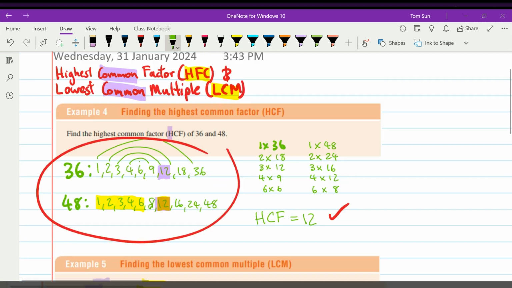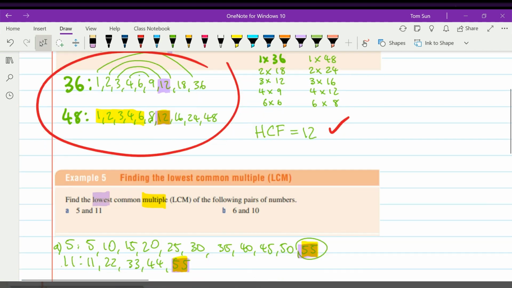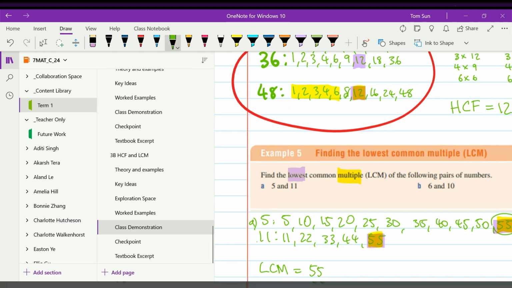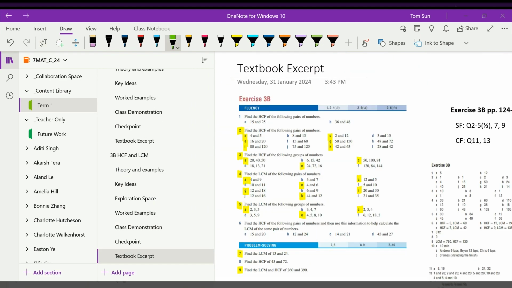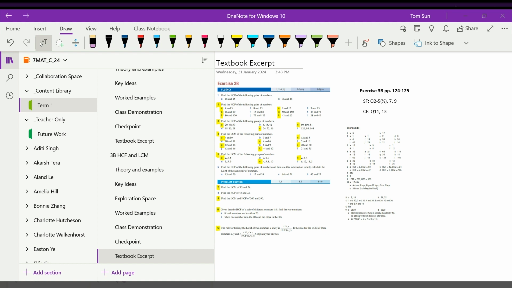So hopefully this helps you find the highest common factor and lowest common multiple. As always, you can find the questions now on the textbook excerpt here, or you can choose to do them on the online interactive textbook, which now you all should have access to.